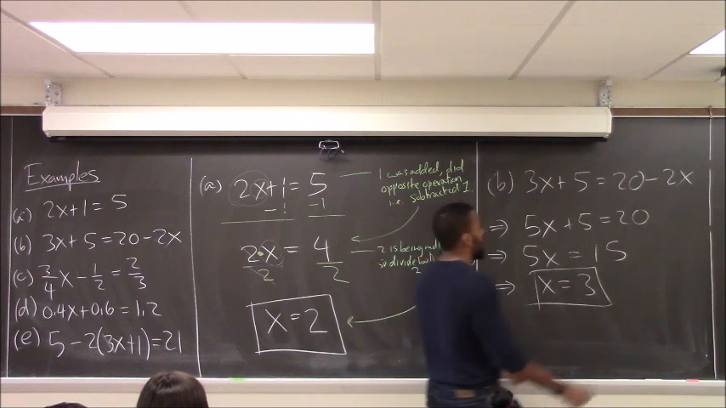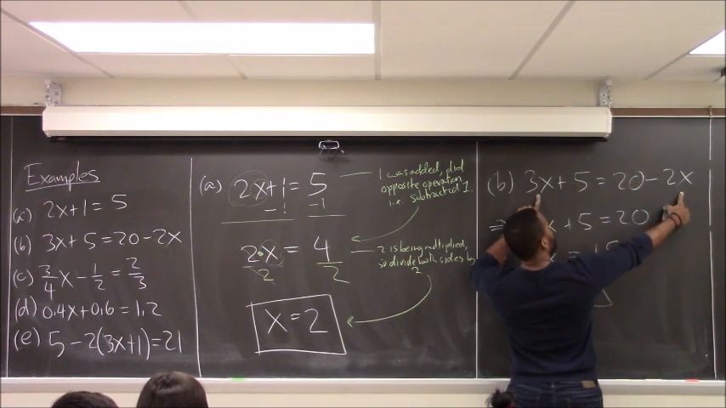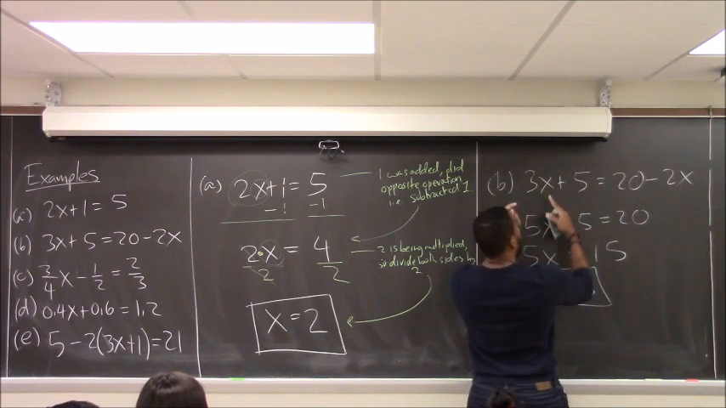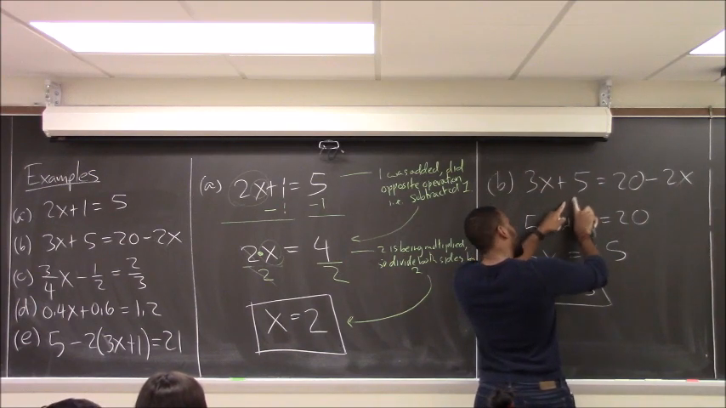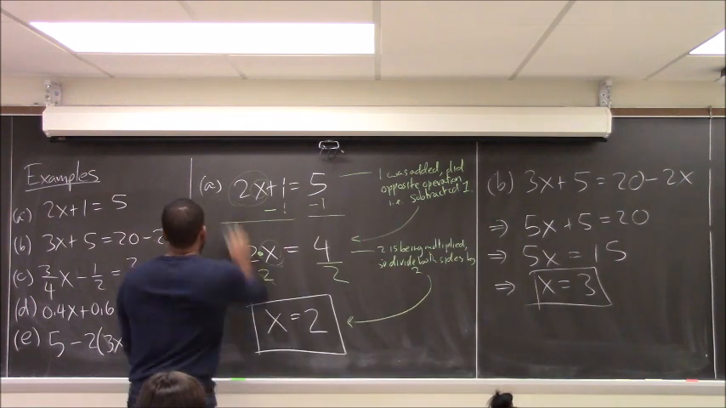So again, we want to isolate the variables, separate the things that have the variables from the things that don't. The variable is in 2 locations. The goal is to put them all in one location, and then everything that doesn't have the x in the other location, and then isolate the variable.